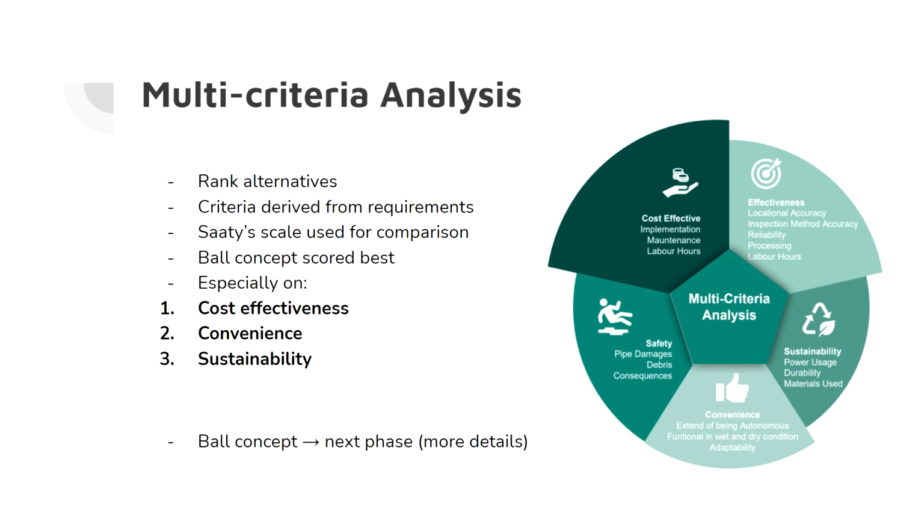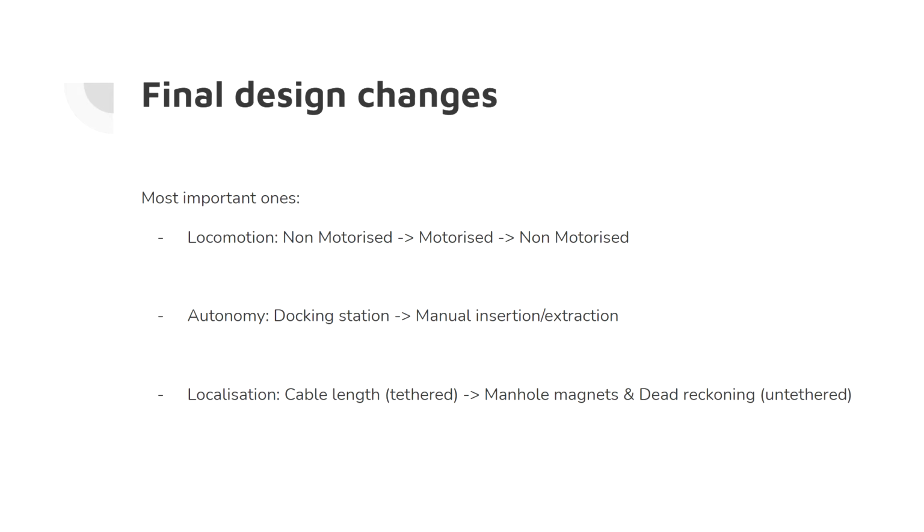The performance of each alternative concept is evaluated, and one is chosen using multi-criteria analysis. The criteria are derived from requirements and weighted using the SAATY scale of comparison. The criteria are shown in the right image. The ball concept proved to be the best due to strong performances in cost effectiveness, convenience, and sustainability criteria. The ball concept is therefore taken to the next systems engineering phase where the concept is developed to a higher level of detail.